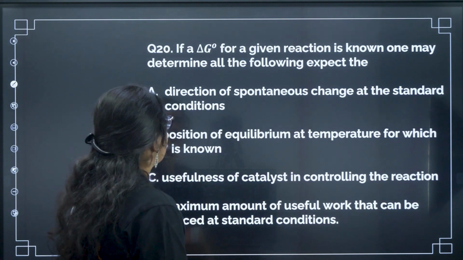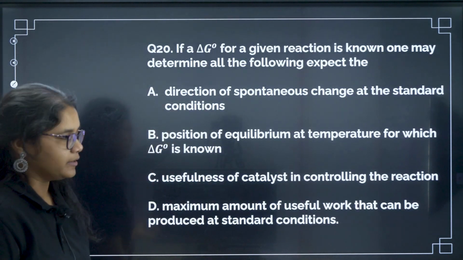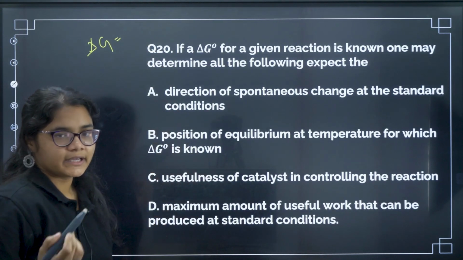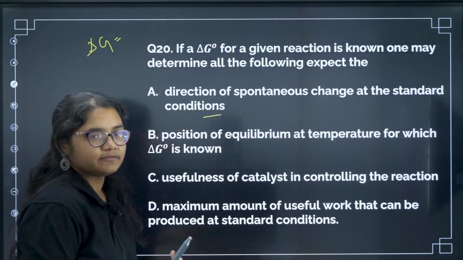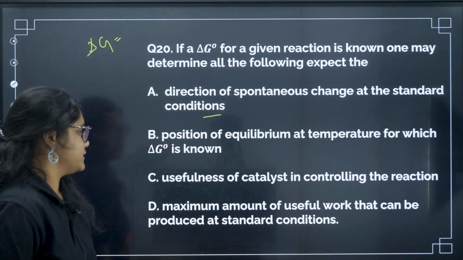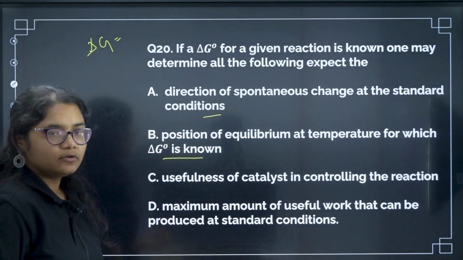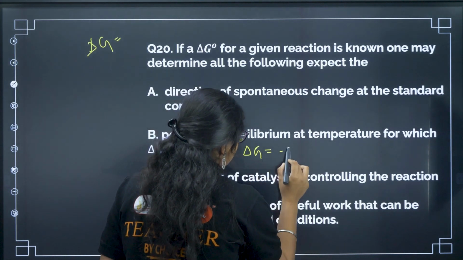Next, if delta G for the given reaction is known, one may determine all the following except the. So the question is, if we know delta G, then what all can we calculate? Direction of spontaneous change at the standard conditions. Yes, if delta G is negative, it is spontaneous. If it is positive, it is non-spontaneous. Position of equilibrium at the temperature for which delta G is known.